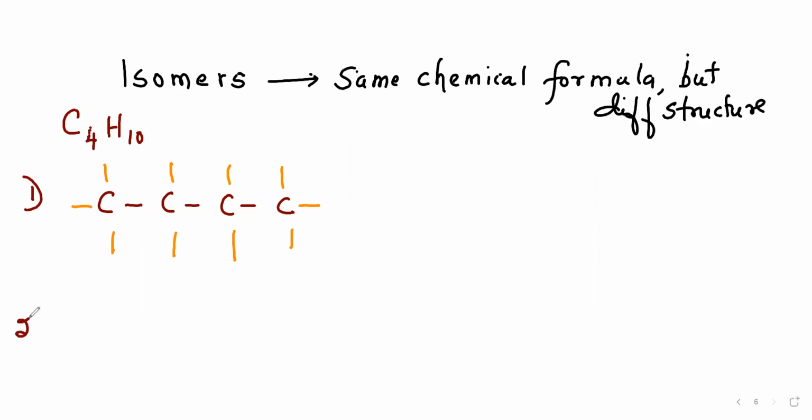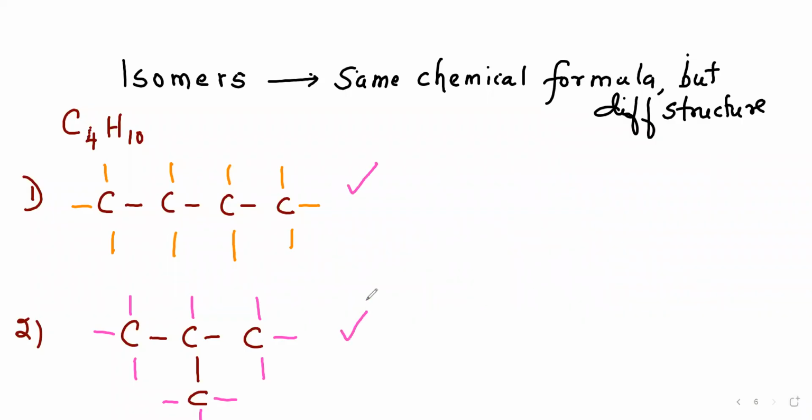The second structure possible is, instead of 4, I will make it only 3 and 1 will come to the side chain. And you check the number again: 1, 2, 3, 4, 5, 6, 7, 8, 9, 10. So that means these are the 2 possible isomers for C4H10. This is how we find the isomers.